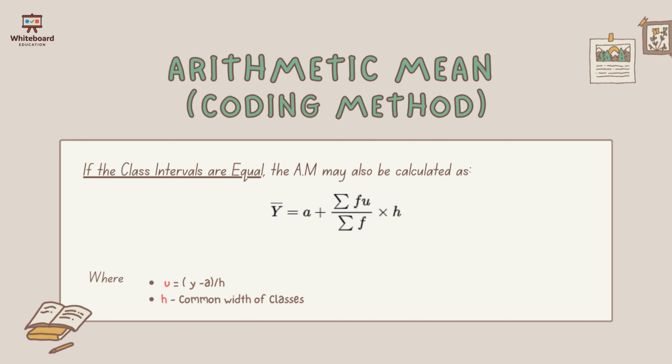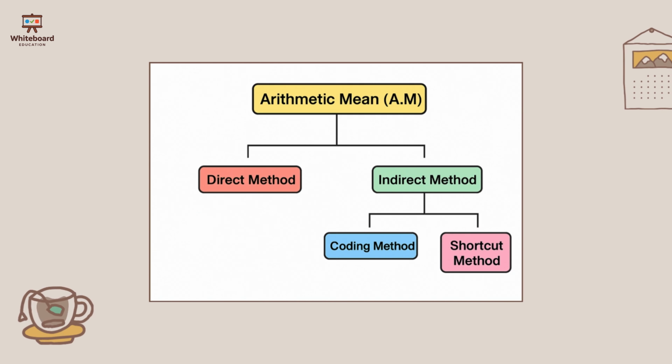Next is the coding method. If the class intervals are equal, the arithmetic mean may also be calculated as y bar equals a plus summation fu over summation f, the total number of frequencies, multiplied by h. Here u equals y minus a divided by h. And what is h? h is the common width of the classes. Common width means that all the classes have equal intervals. Now here is a visual representation of what we learned today.